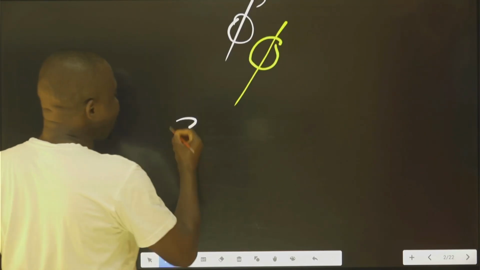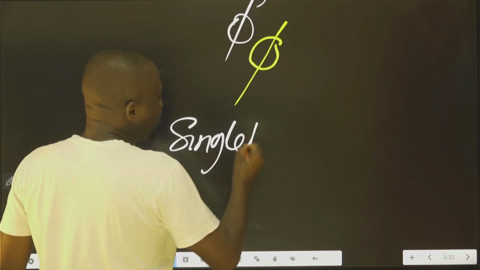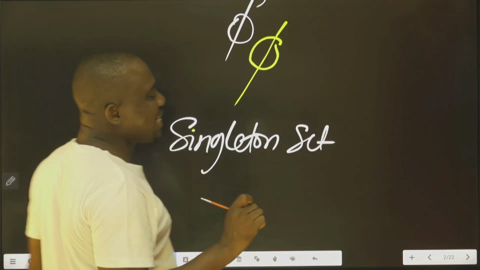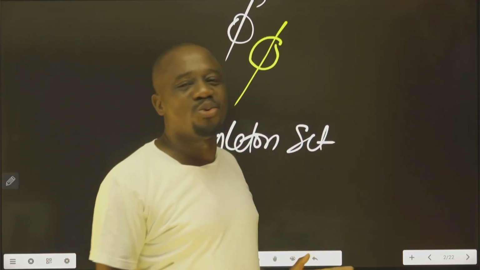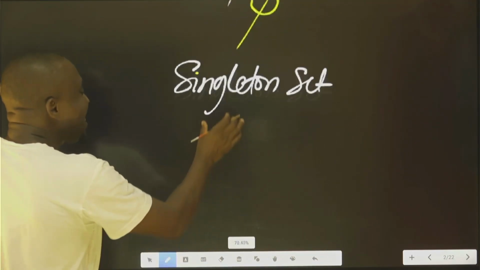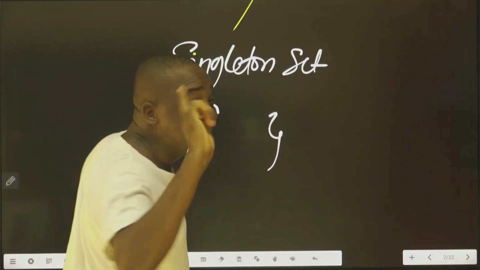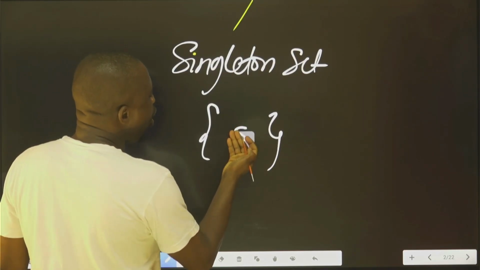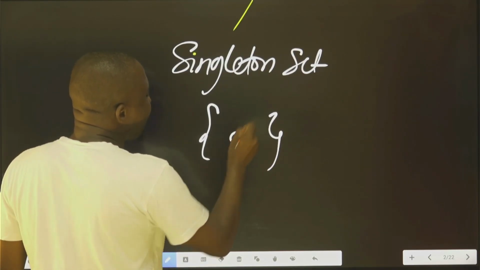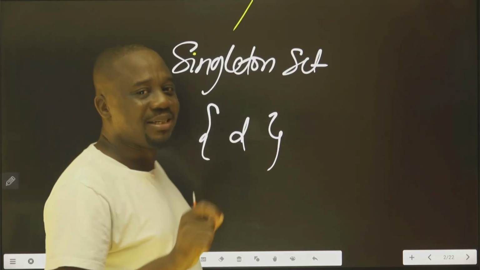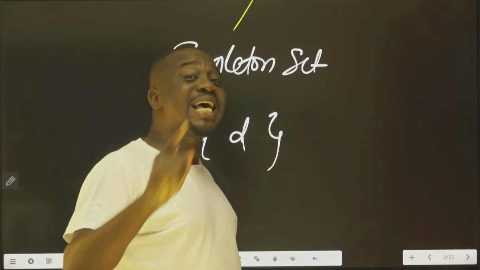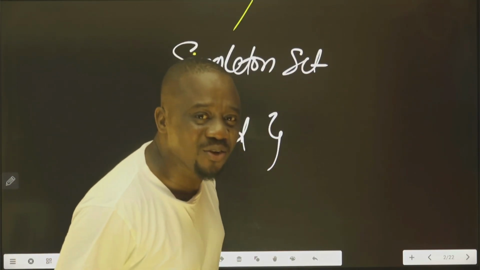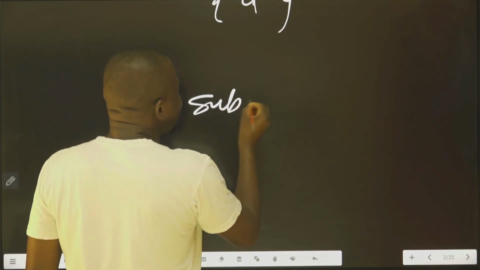We also have singleton. Singleton set. A singleton set, as the name goes, you are alone, like a single. You are not married. Nobody is with you. It means that set has just one element. Only one element. For this, I put 1 here, or I put 5 here, or I put A here, or I put D here. What you will see inside is just one element. Whenever you see any set with one element, it's called what? A singleton set.